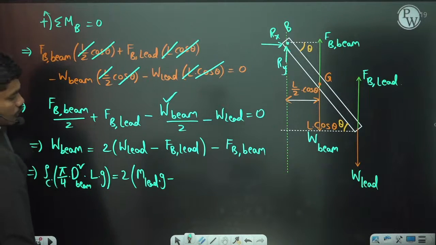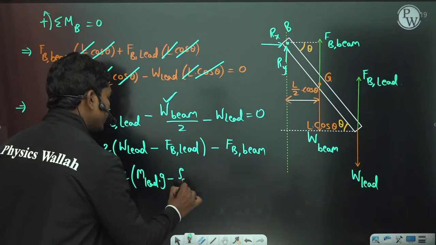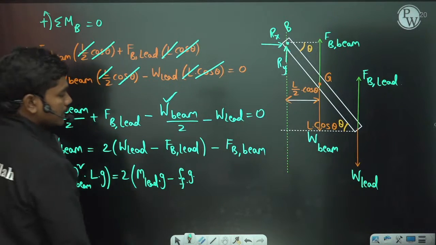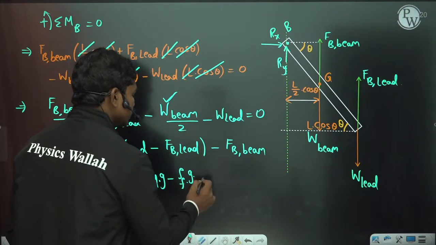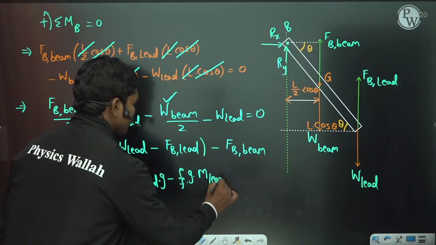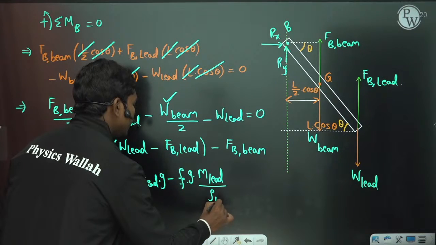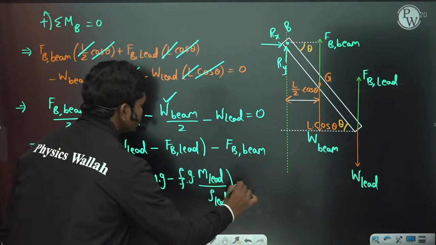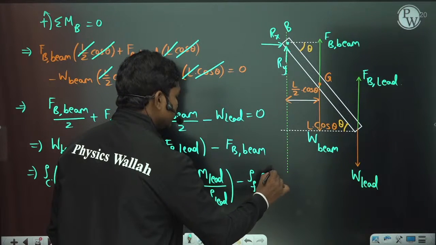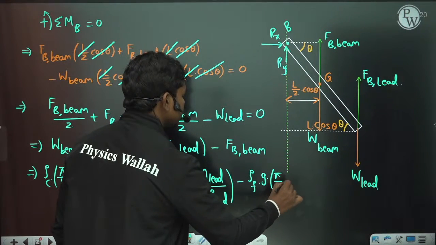minus the buoyancy force acting on lead, which is the density of fluid times g times the volume of lead. Volume can be written as mass divided by density. So mass of lead divided by density of lead, minus the buoyancy force acting on the beam, which is density of fluid into g into pi by 4 d square L.